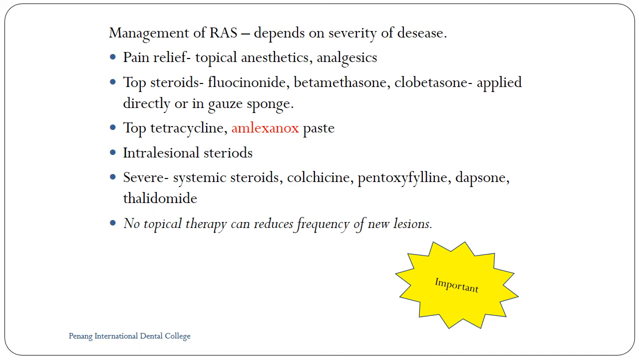Then, in short duration, systemic corticosteroids are also prescribed in severe cases. And other immune modulating drugs can also be helpful: amlexanox paste, hydroxychloroquine, tacrolimus, and dapsone have also been used in the treatment of aphthous ulcer. And one more drug that is used is pentoxifylline. If you remember, this is a drug which is also prescribed in case of oral submucous fibrosis. It's called pentoxifylline therapy. Thalidomide treatment has shown efficacy, and in some cases you might have to skip local application and go on to systemic corticosteroids and systemic immune modulating drugs for treatment in very severe cases.